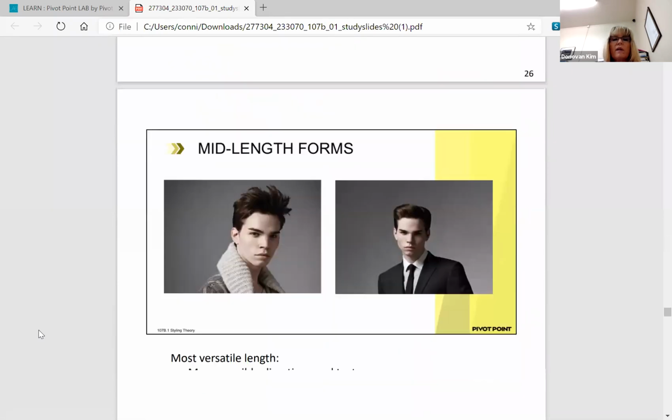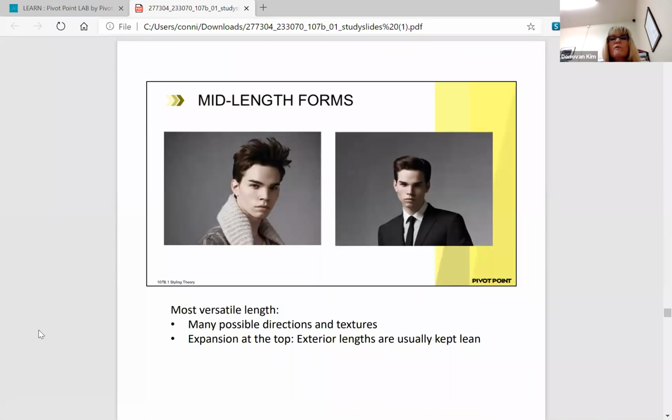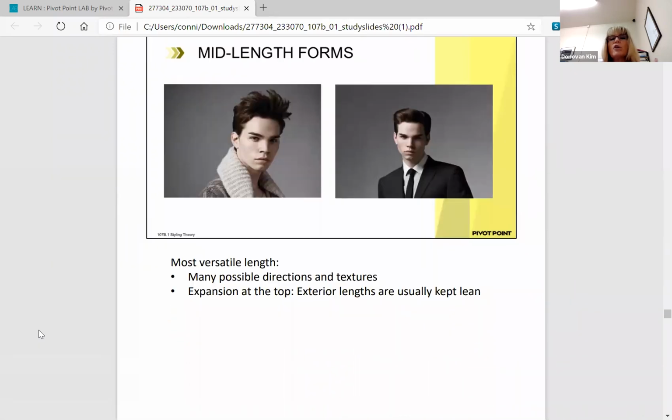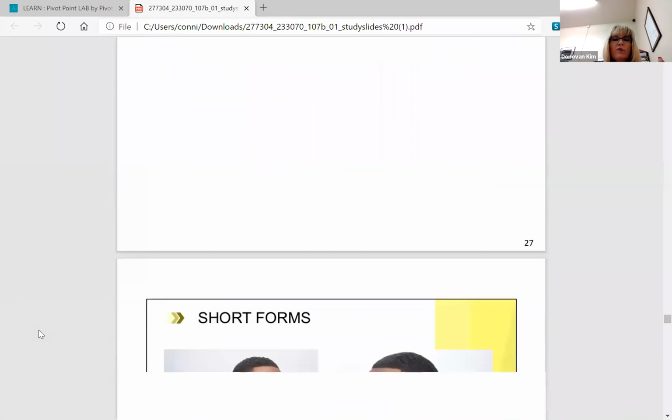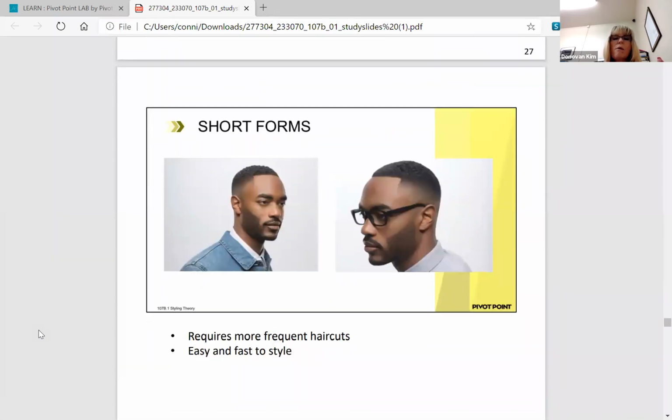Then you go to the mid length. Here's some more. This is a real versatile length, but there's more of a sleek look versus a natural look. And then if we move over to our short forms, there's waves versus right brushed out.